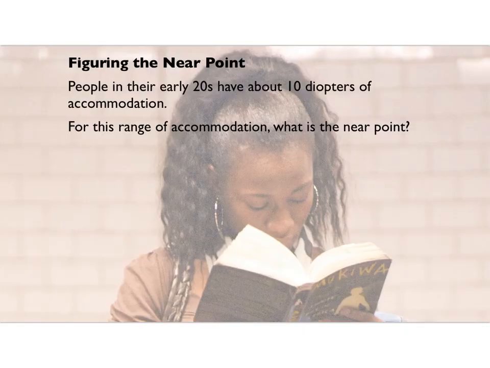Now let's do the first of our vision calculations. I'm going to ask you this. People in their early 20s, like you, have about 10 diopters of accommodation. So my question is, given this, what is the near point of your vision apt to be? Take a minute, think about how you'll solve that problem. I'll be back.